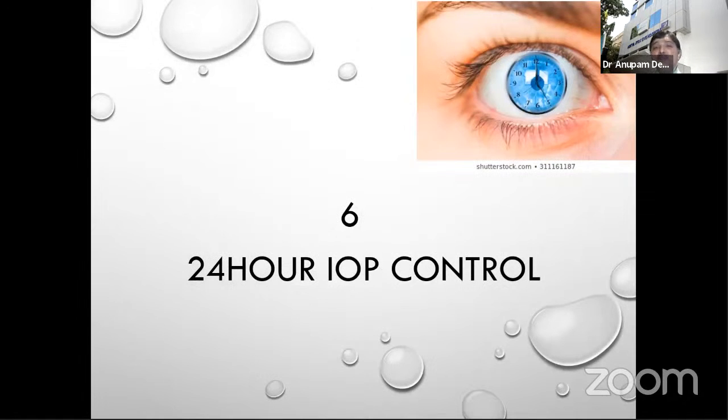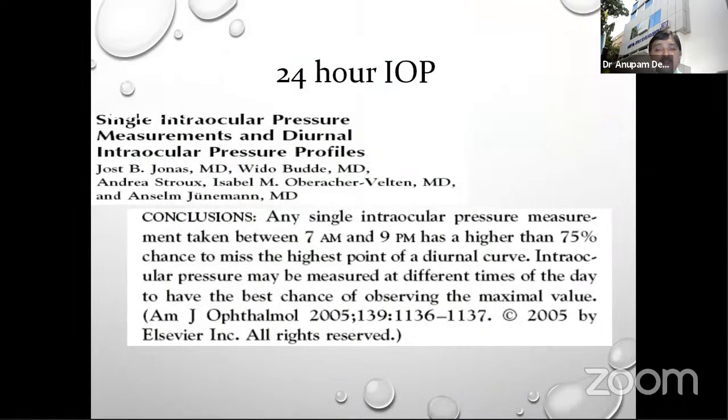So there is a concept of 24-hour IOP control. IOP control doesn't mean pressure lowering from the baseline, but it has to be a 24-hour IOP control. And why that is important, that we'll see. There are a lot of studies which have been done. This study, done by Jonas et al., shows that any single intraocular pressure measurement taken between 7 a.m. to 9 p.m. has a higher than 75% chance to miss that high point of the diurnal curve.